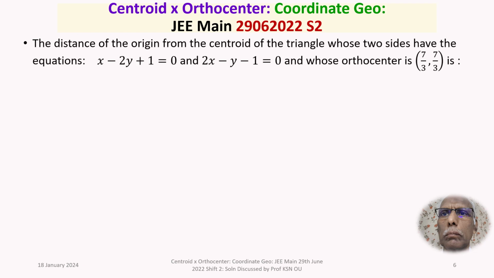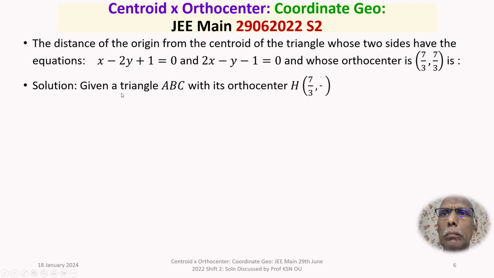We now discuss the solution of the problem in detail. We are given a triangle ABC with orthocenter H with coordinates (7/3, 7/3). This is your triangle. How do we get the orthocenter? The orthocenter is defined as the point of concurrence of the altitudes from the vertices to the opposite sides.